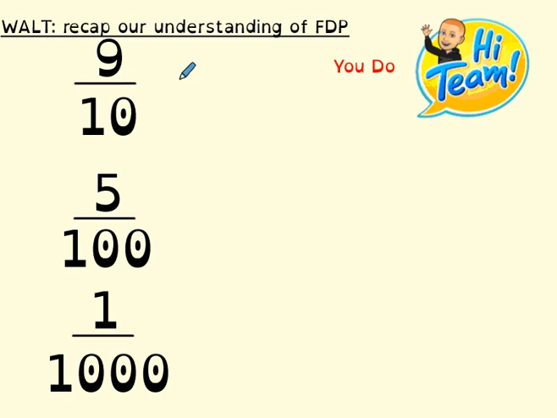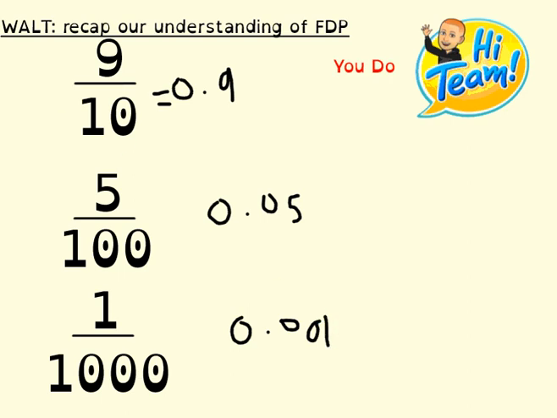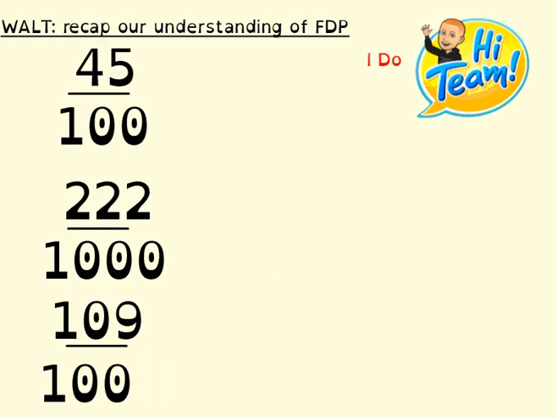9 tenths is the same as 0.9. 5 hundredths is the same as 0.05. And 1 thousandth is the same as 0.001. Let's do 3 more. 45 hundredths, 0.45. 222 thousandths, 0.222.